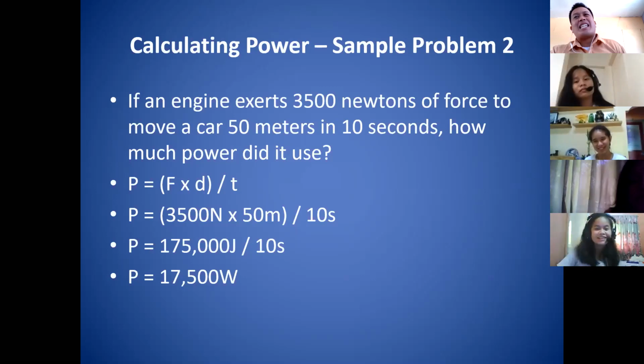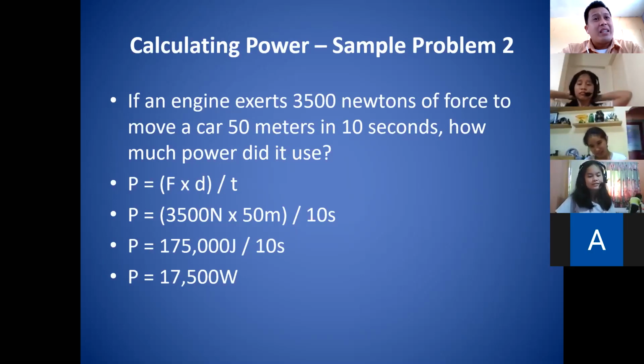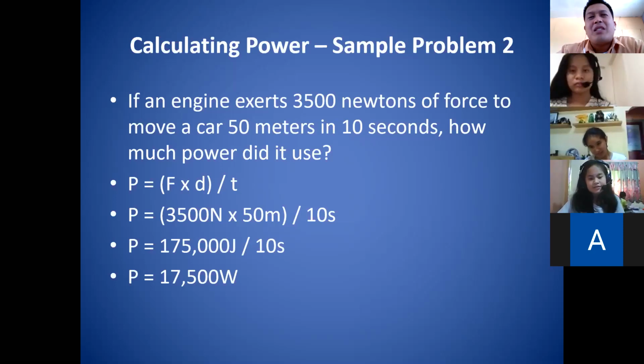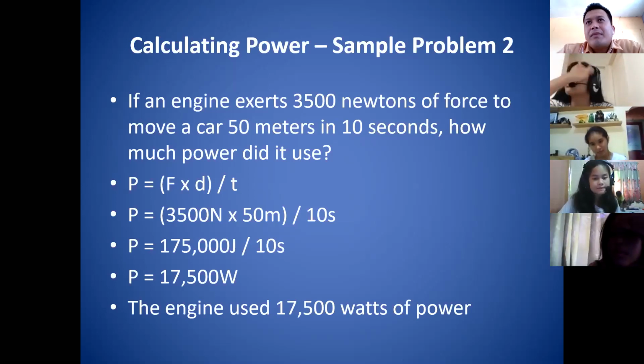So we have that example number 2. Therefore, if you have the answer 17,500 W, I wish you to give me the correct word for W, and that is watts. Questions, class?